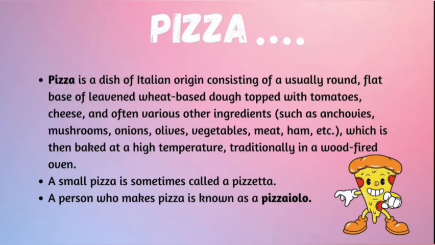First of all, what is pizza? We might think that it is an American origin food, but definitely not. It is an Italian origin food. It is usually of round, flat shape and wheat-based dough topped with tomatoes, cheese, and various other ingredients that might be vegetables, onions, mushroom, and so on.